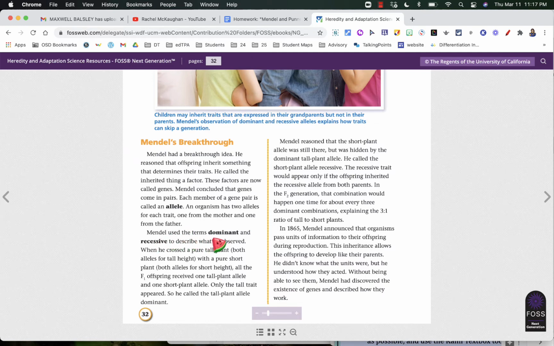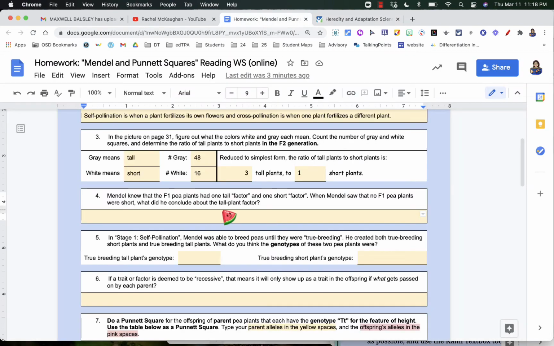Mendel used the terms dominant and recessive to describe what he observed. When he crossed a pure tall plant, both alleles for tall height, and a pure short plant, both alleles for short height, all the F1 offspring received one tall plant allele and one short plant allele. Only the tall trait appeared, so he called the tall plant allele dominant. What did he conclude about the tall plant factor?